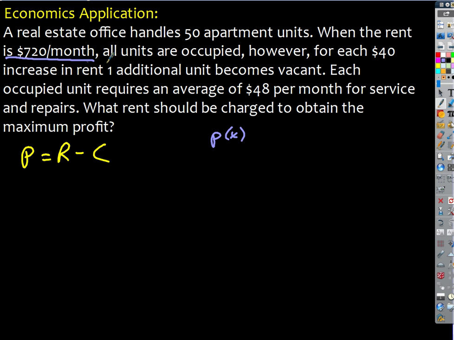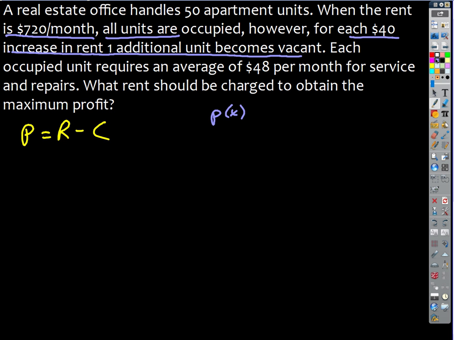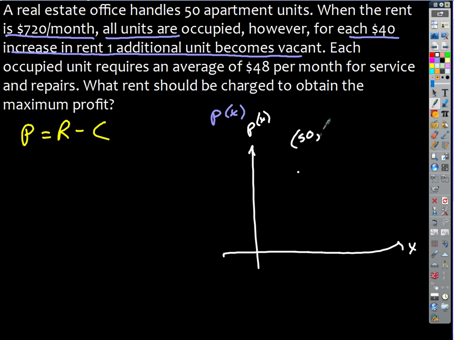When it's $720, all units are occupied. For each $40 increase in rent, one additional unit becomes vacant. So we can think of that as a linear equation. If we were going to plot lowercase p as a function of x, we just have some data points. When the rent is $720, so when the y value is $720, the number of units occupied is 50. So we get a data point with those coordinates: 50 units are occupied when the rent is $720.